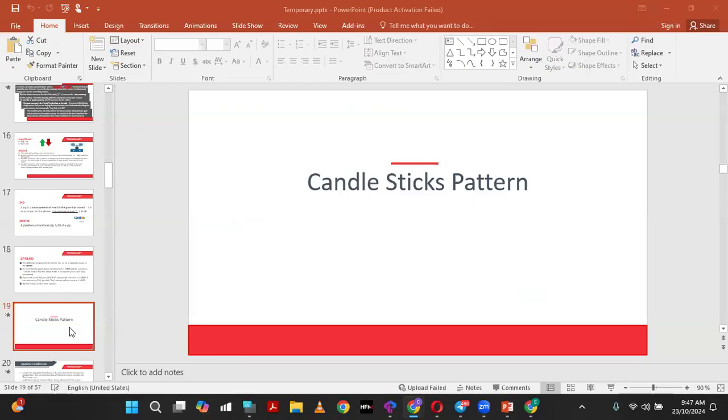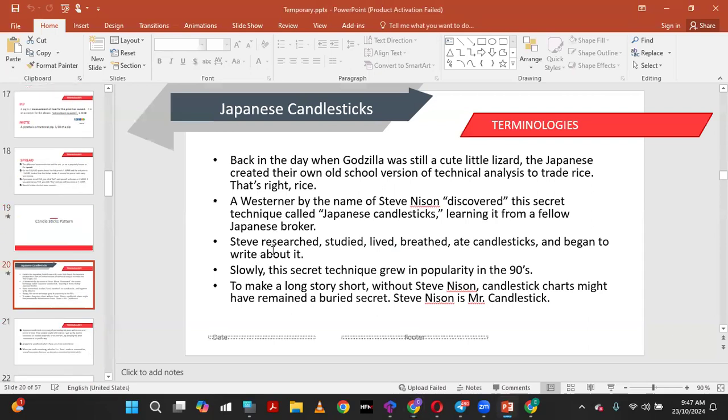So let's move forward. We're going to look at some candlestick patterns. The terminology: Japanese candlestick. The reason it's called Japanese candlestick is that it originated in Japan.